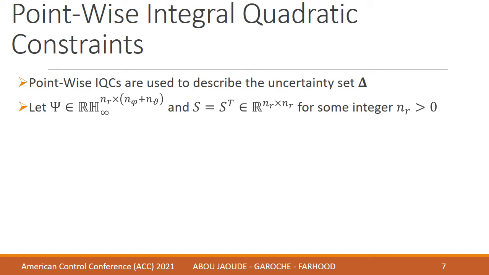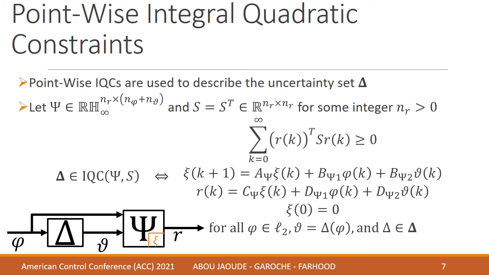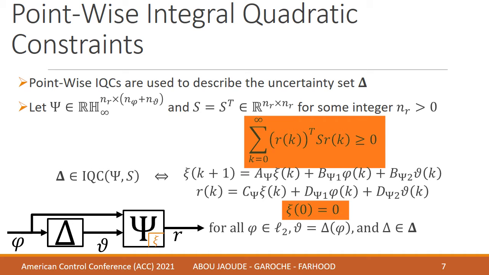Let Psi be a stable system and S be a symmetric matrix of appropriate dimensions. Then the set delta is said to satisfy the IQC defined by Psi and S if the summation from k equal to 0 to infinity of rk transpose S rk is non-negative, where r is the output of the filter Psi driven by phi and theta is equal to delta phi. The state equations of the filter are shown, and we note that the initial condition xc0 is equal to 0.